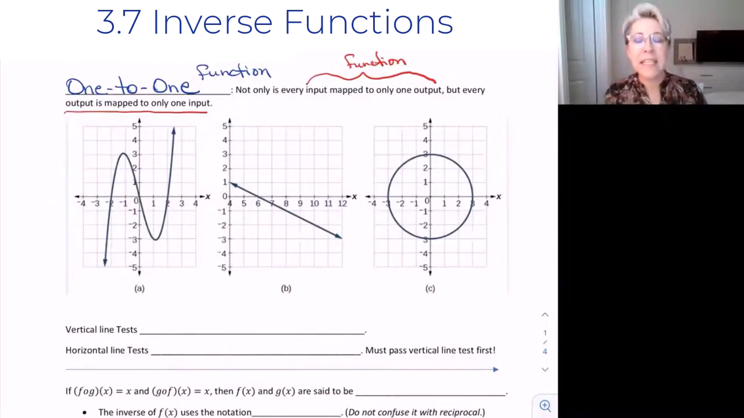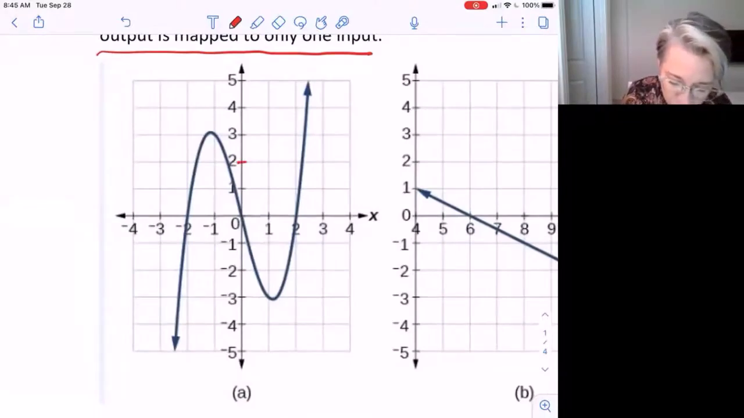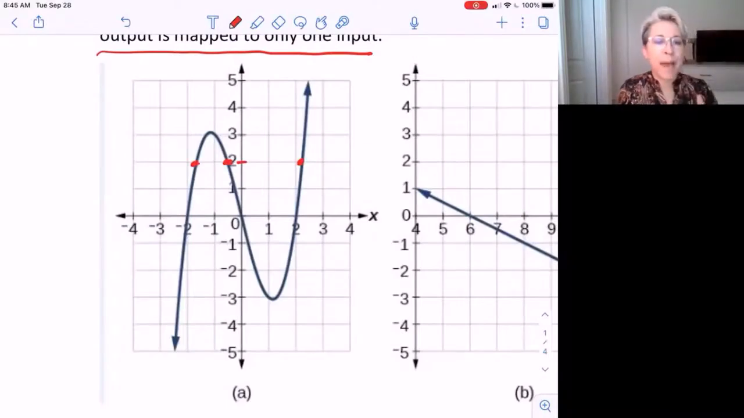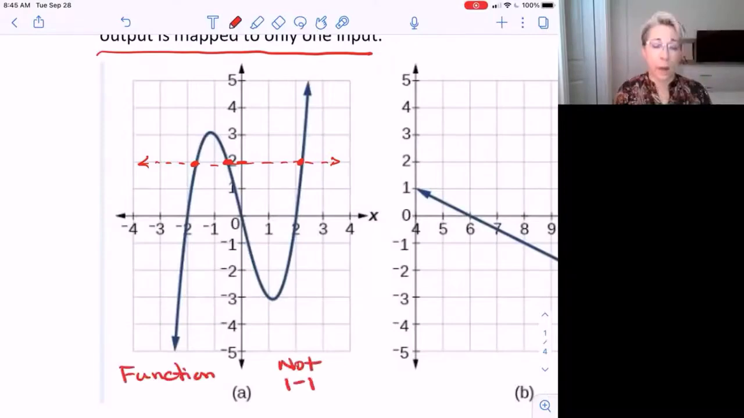So you may recognize these three graphs. We talked about these three when we were looking at functions. This first graph is definitely a function. Every x value is mapped to only one y value. But if I picked a y value, say 2, notice it has 3 different x values mapped to that one y value. So if we were to pass a horizontal line through that graph, it would hit the graph at more than one point. So this guy is a function, but not one-to-one.